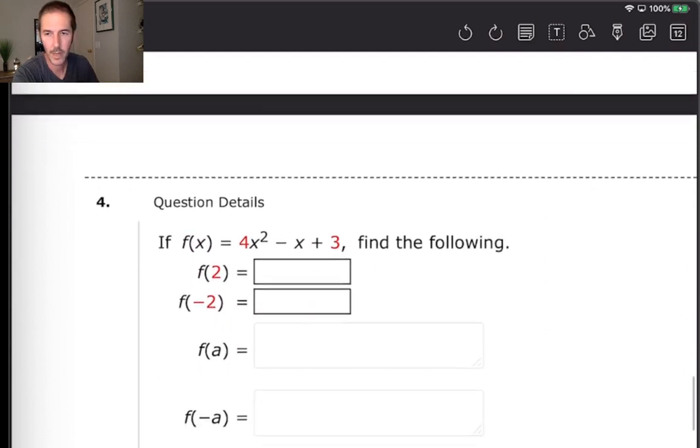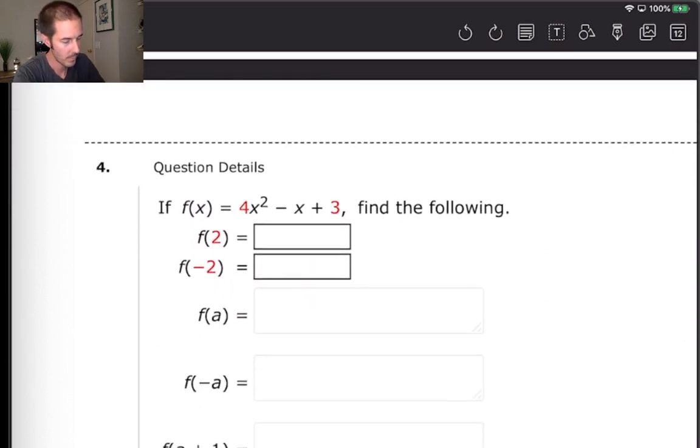In this one that says f of 2, most of you are going to remember that you need to take this 2 and plug it in. The x value here is being replaced by the 2, so we're going to replace this x value with a 2 and this x value with a 2, so just plug it in.